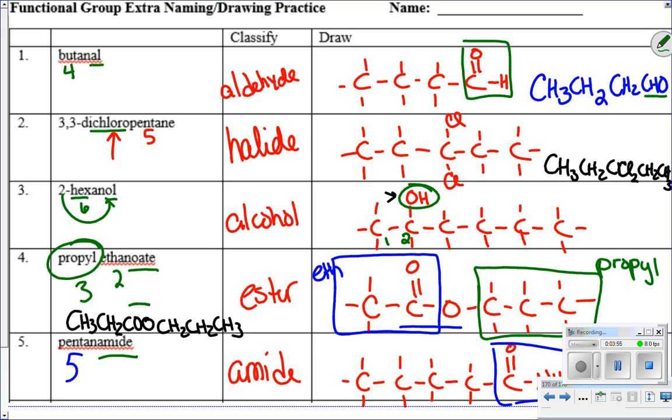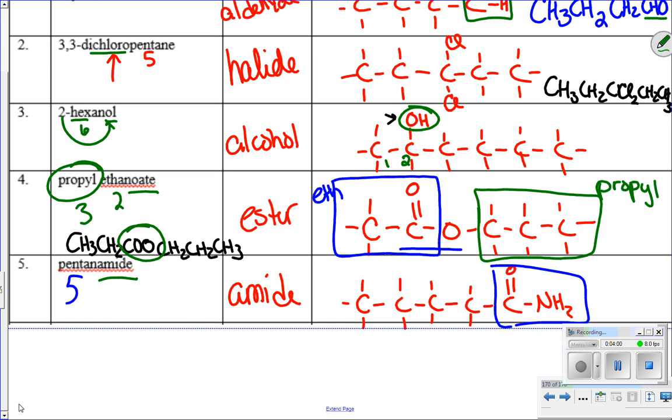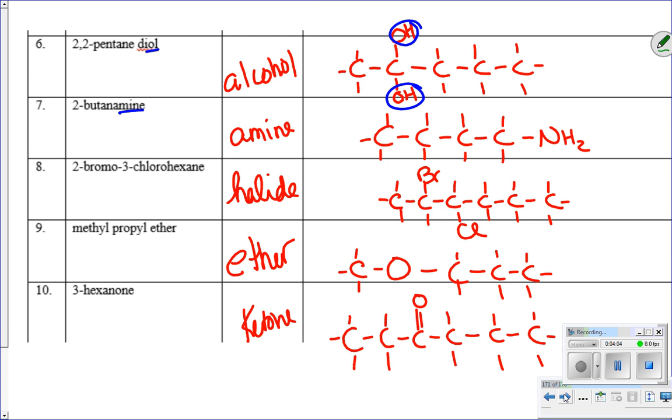Remember, again, you have this COO, I guess you could say, in the middle of your molecule. You don't really need to worry about condensing your amides. Back to this page, sorry about that. Bromo and chloro in this are what tell me it's a halide.